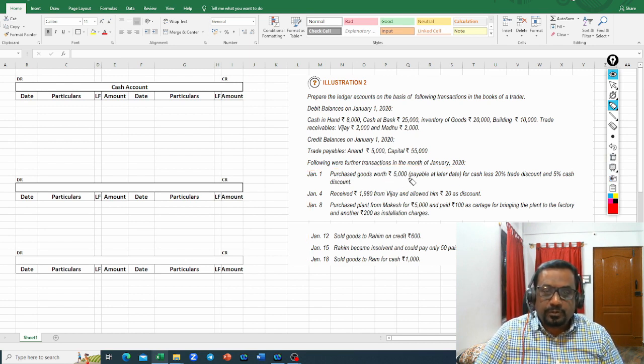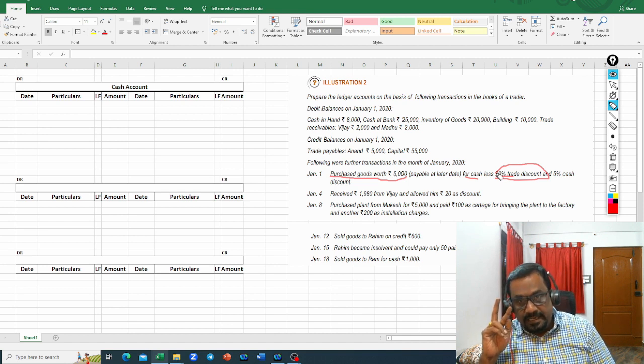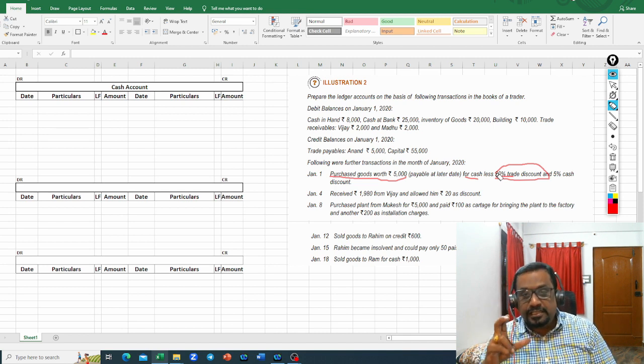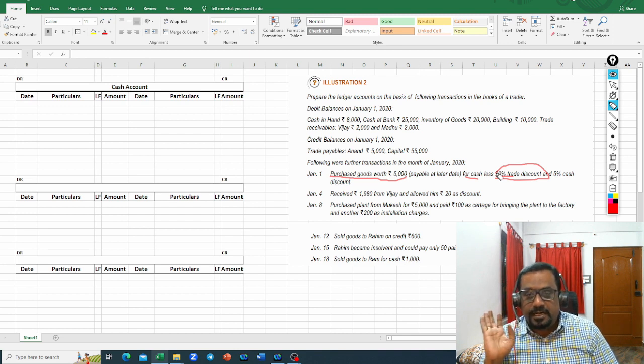Purchased goods worth 5,000 payable at a later date for cash, less 20% trade discount and 5% cash discount. Guys, this is very important. They purchased goods worth 5,000 less 20% discount. So this 20% is a trade discount. Discounts are of two types, trade discount and cash discount. Wherever you see a trade discount, it need not be accounted in the books of accounts.